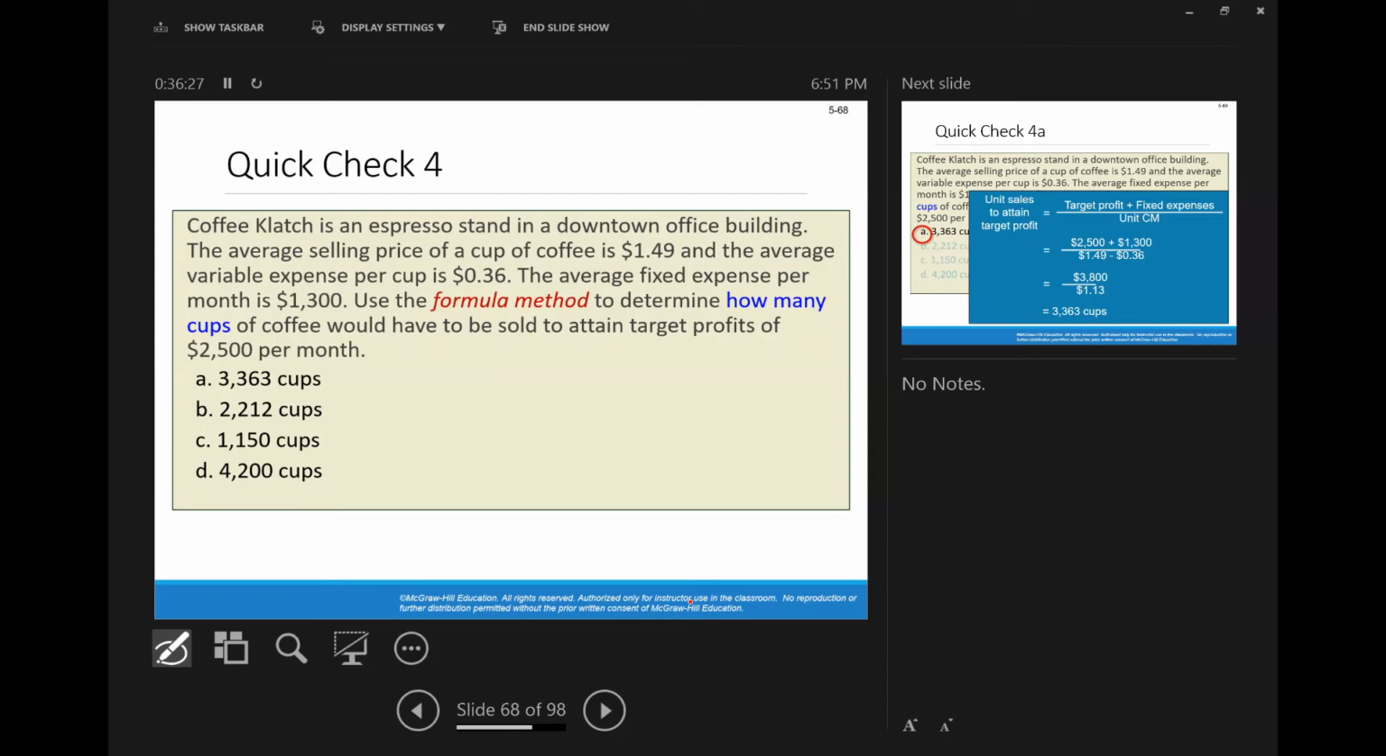So we're going to do the formula, which is easy. We take our target, which is $2,500, plus our fixed costs of $1,300, divided by our contribution margin per unit. So it's the $1.13, the $1.49 minus the 36 cents. When you do the math, it's 3,363.